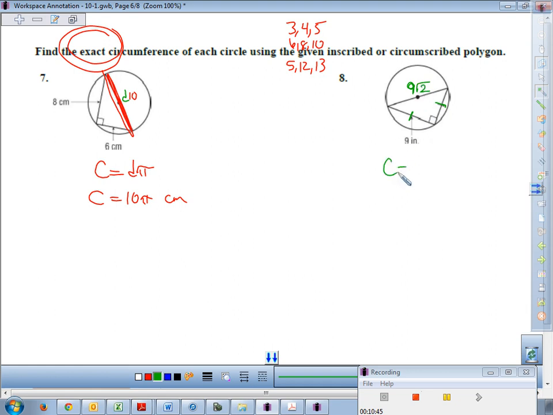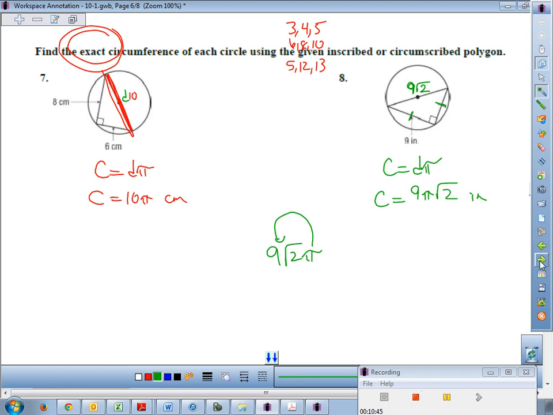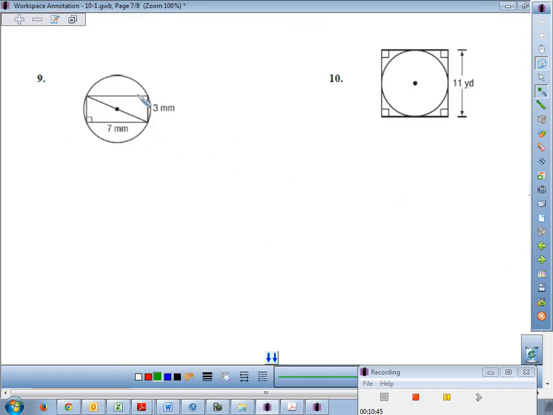So the circumference equals diameter times pi. The diameter is 9 square roots of 2, but the radical always has to come last. So instead of having 9 square roots of 2 times pi, we just don't like to write it that way. We're going to use the commutative property and move things around and always save the radical for last. So there it is. There's our exact circumference.